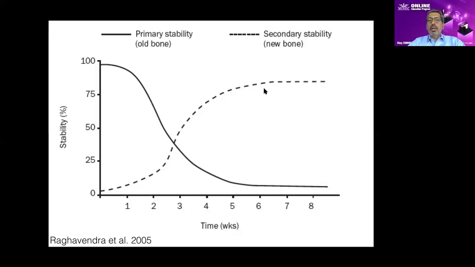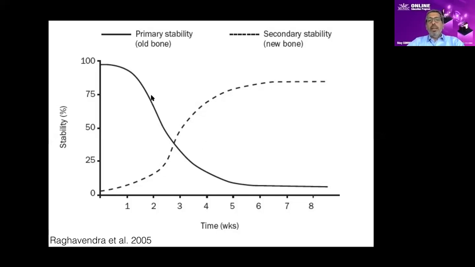And now our implant is not holding mechanically anymore. Our implant is holding because the bone is growing over the implant. And this is why our implant is not moving and cannot be retrieved anymore. But you all agree with me that the critical period is this period. It's between 3 and 4 weeks. This is when you start losing primary stability and you start gaining secondary stability. And this is where all the decisions should take place.